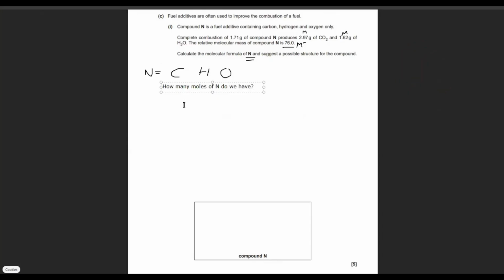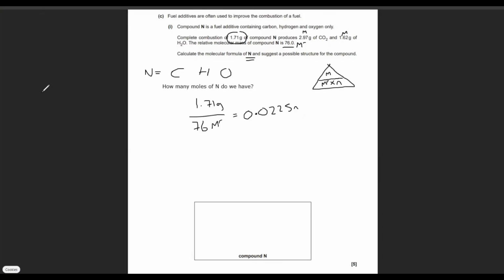Okay, so we want to first of all find out how many moles of N we have. Well, I've got 1.71 grams of N. N's got carbon, hydrogen, and oxygen in it. It's not really a hydrocarbon, even though I keep referring to it that way. Anyway, so we're going to do mass over Mr gives me n for number of moles. So 1.71 divided by 76 equals 0.0225 moles.